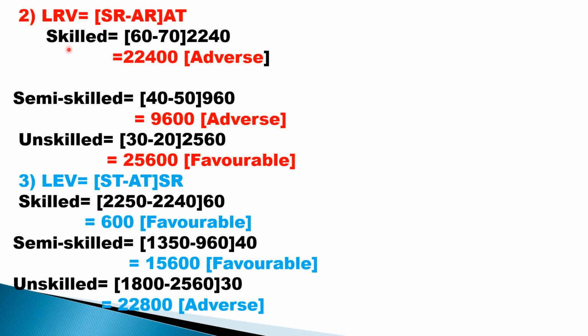So apply the labor rate variance formula, standard rate minus actual rate into actual time. Skilled, you get minus 22,400. Semi-skilled, you get minus 9,600. Unskilled, you get plus 25,600. Apply the labor efficiency formula, standard time minus actual time into standard rate. Skilled, you get plus 600, semi-skilled plus 15,600. Then unskilled, you get 22,800 adverse.